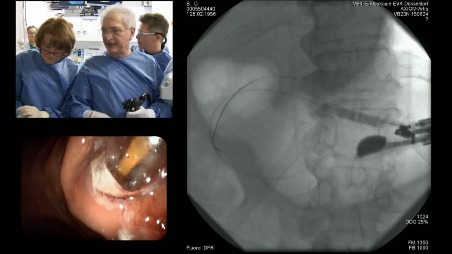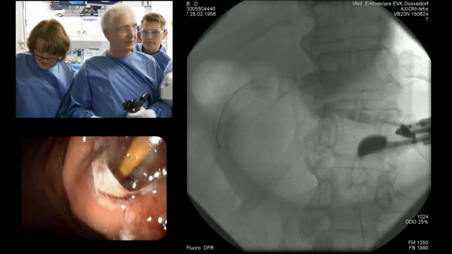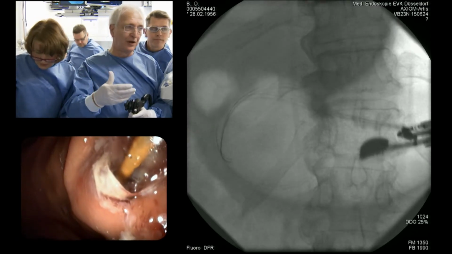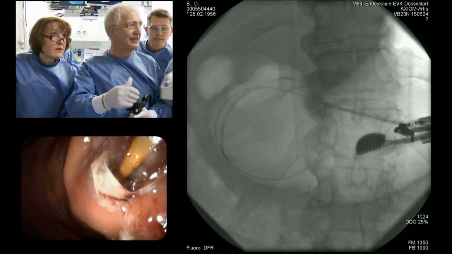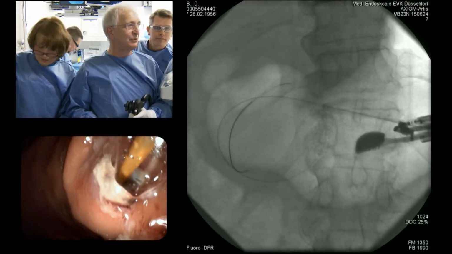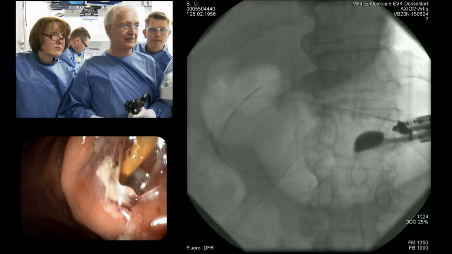Then we will deflate the balloon, remove the balloon. We will place the 10 French sheath of the cystotome to place a second wire, and then we will place 2 stents side by side. So this stent will go through the wall of the GI tract and through the pancreatic parenchyma and to the cyst, and I'm quite sure that by that position we will increase the stability of the stent.